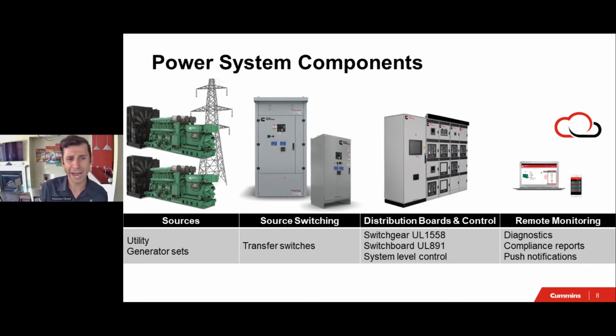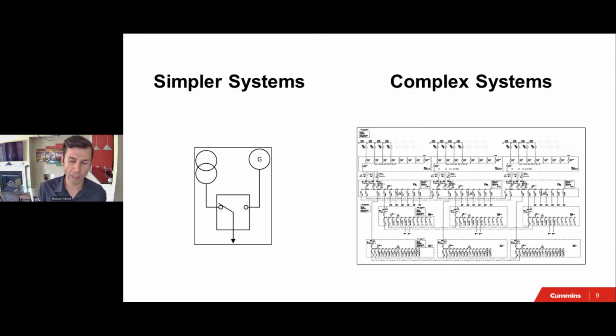But from a high level, I can take all these pieces, or some of these pieces, and put a simpler system together, such as a generator and a transfer switch, or we can build very complex, elaborate systems with numerous parallel generator sets and many distribution boards, where we have to coordinate all the pieces together with a complex system level control, and also think about all the failure modes for that system. Or we can go anywhere in between the simpler system and a complex system.